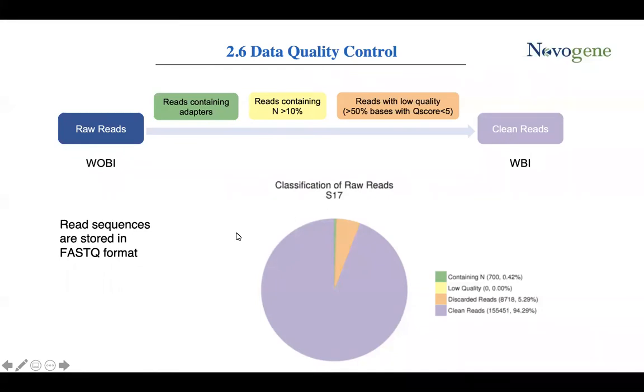And at Novogene, all read sequences are stored in FASTQ format. And we will include this pie chart in the data QC report, which will show the percentages of the different kinds of reads as I have mentioned above.